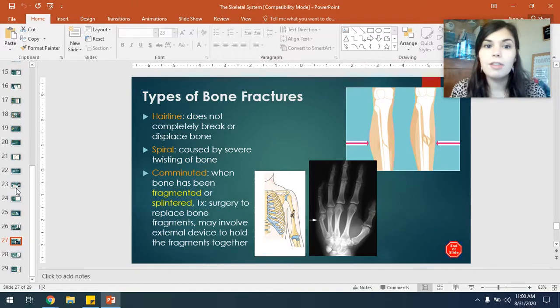Next, we have hairline fractures. Hairline fractures are when you do not completely break or displace a bone, and it's a very, very tiny, thin fracture. Hairline fractures still hurt pretty badly.